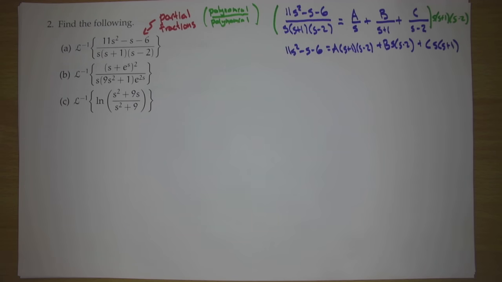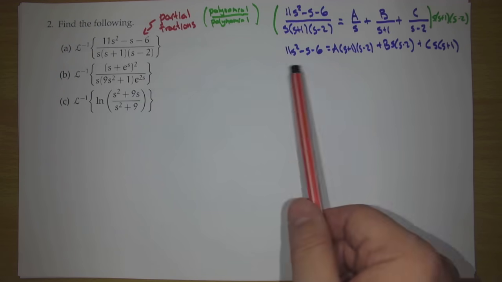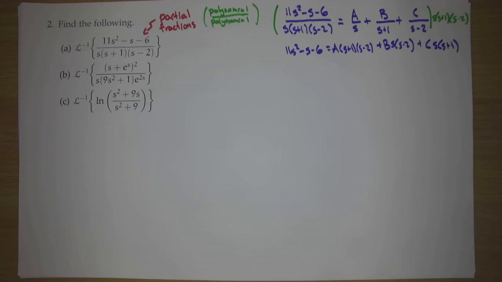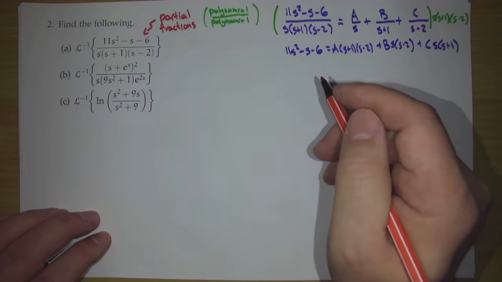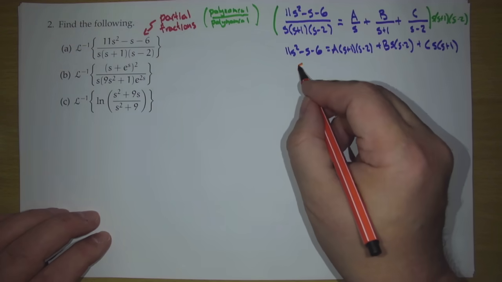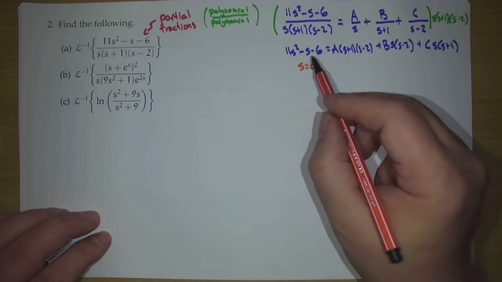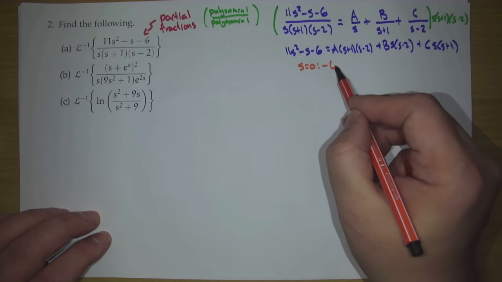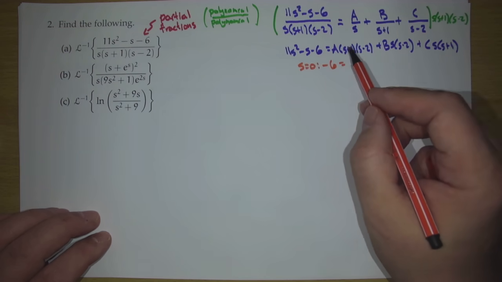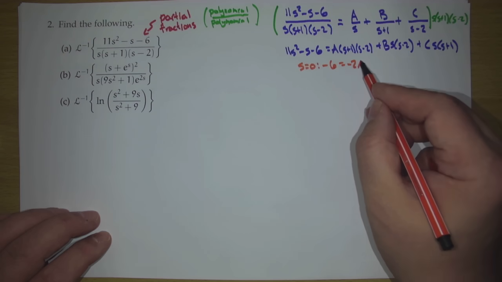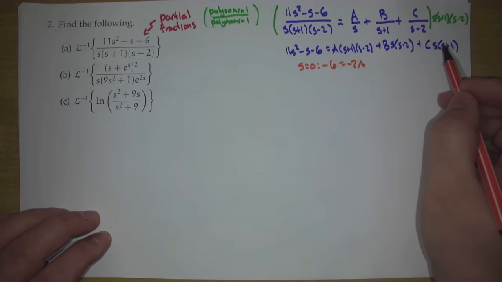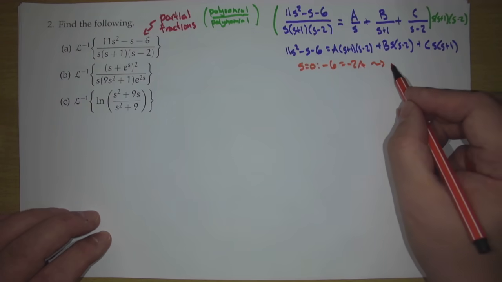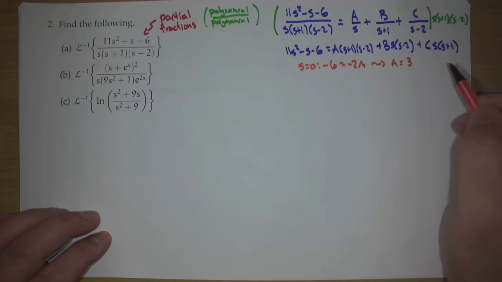Make good choices works by saying, hey, this is true for any value of s. So pick nice values of s that make lots of zeros. So what's a good choice? 0 is a good choice. Plug in s equals 0. 0, 0, minus 6 a times 1 times minus 2, that's minus 2a. 0b, 0c. So a equals 3.